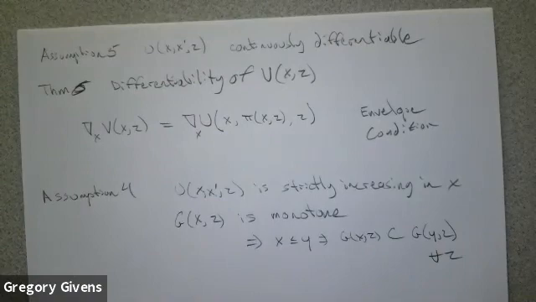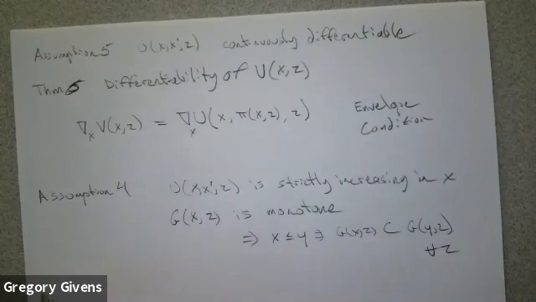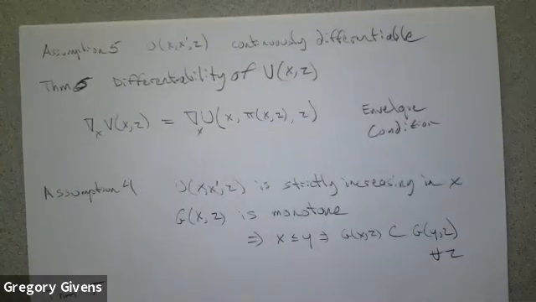Now, if we are willing to make that assumption, then we can establish Theorem 5. Again, I know I skipped one here. I'm going back to Theorem 5, which was the monotonicity of the value function.